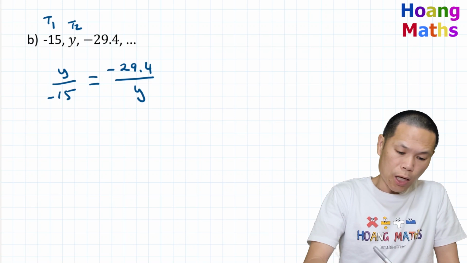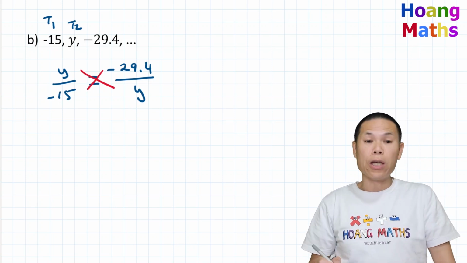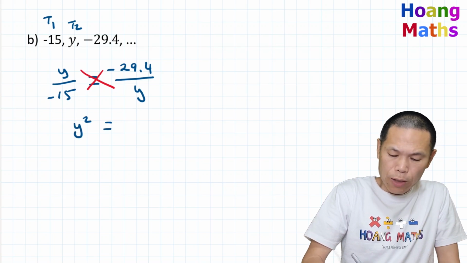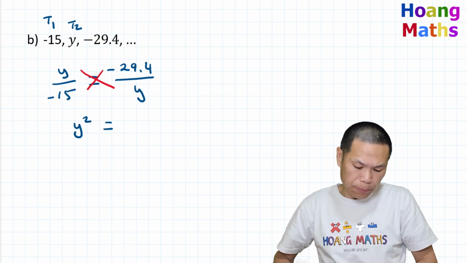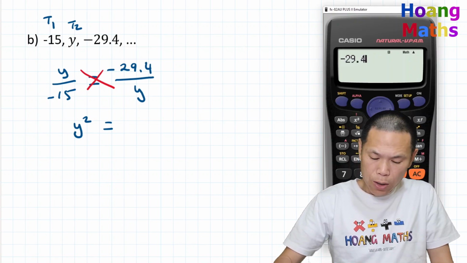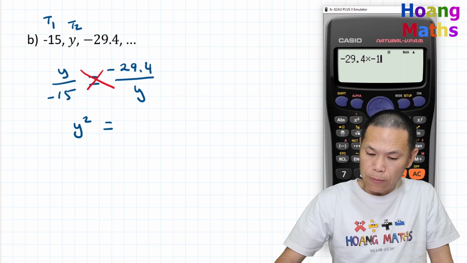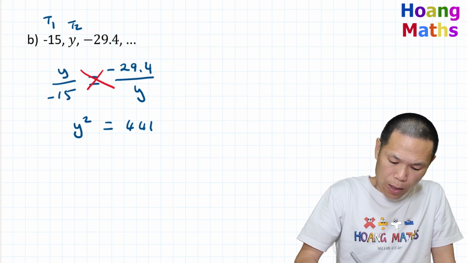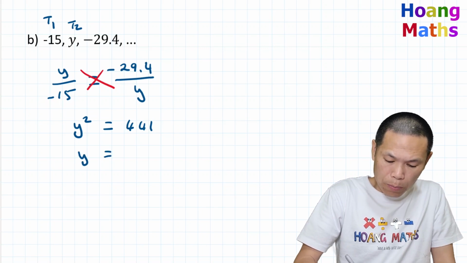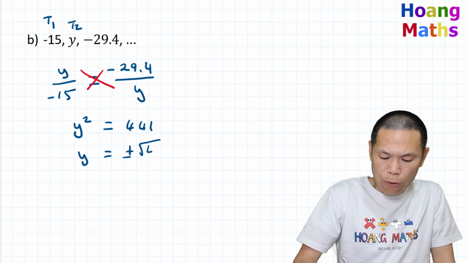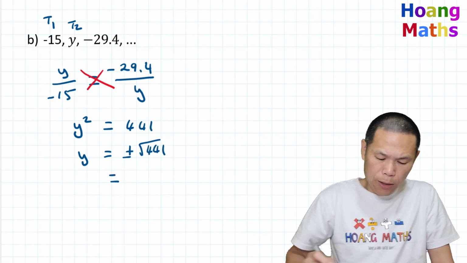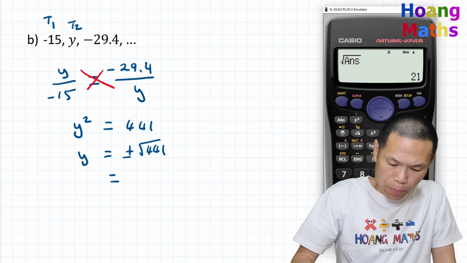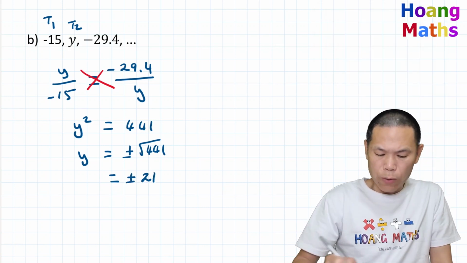So now what I do, I cross multiply. So there you go. y times y is y squared. So that will give me, now just put it on the calculator, negative 29.4 times negative 15. So that is 441. And y is equal to plus or minus the square root of that, 441. So just take the square root of the answer. So the answer is plus or minus 21.